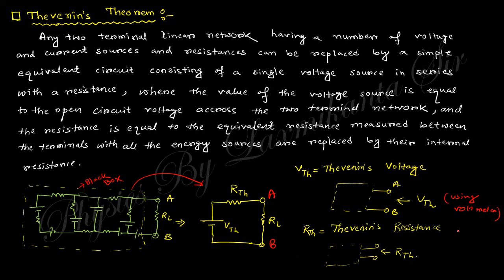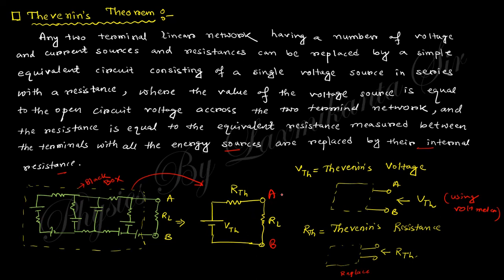And what will be the Thevenin resistance? Thevenin resistance is the equivalent resistance at the terminals when all energy sources are replaced by their internal resistance. So replace the voltage source by its internal resistance and measure the resistance. You can easily replace this complicated circuit with a simple voltage source with a series resistance.